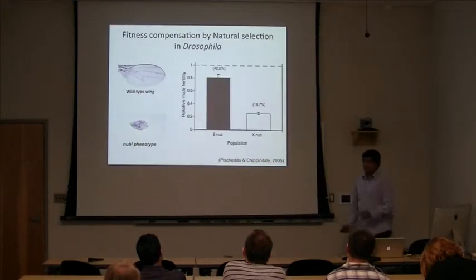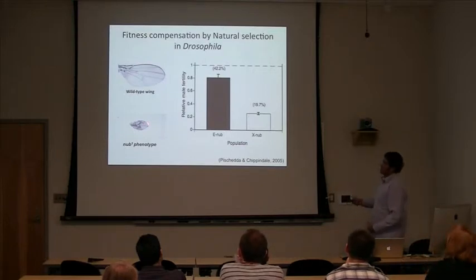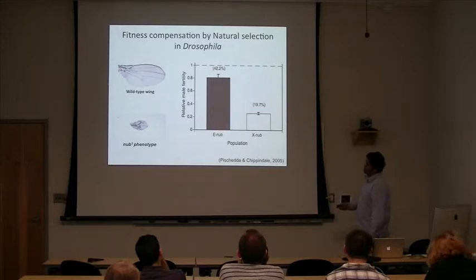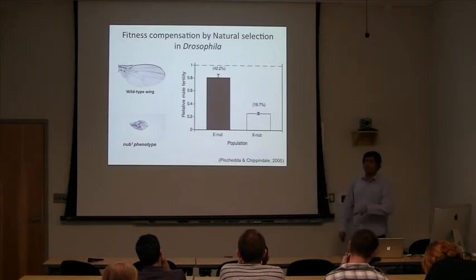On the flip side, Shedder and Chippendale introduced a completely different and independent mutation, nubbin, into the wild-type fly, and recovered components of fitness in Drosophila by natural selection. That's relative male fertility in evolved populations versus the ancestral populations. But in this case, they don't mention anything about the phenotype. Also, this was just done once, there was no replication to it.